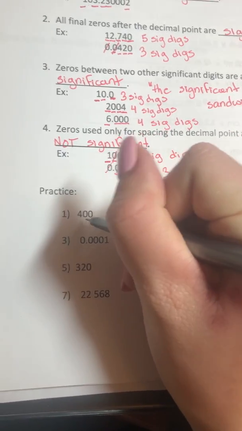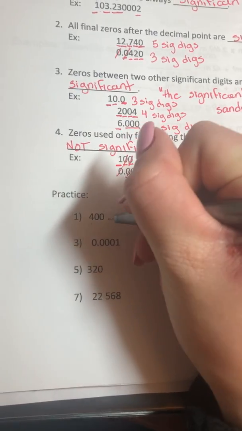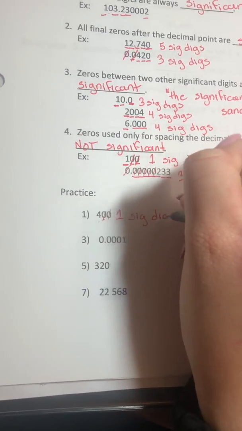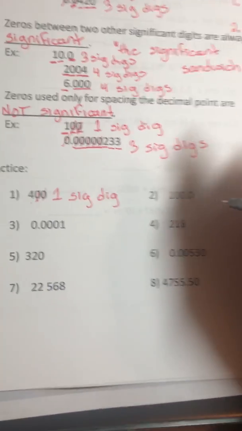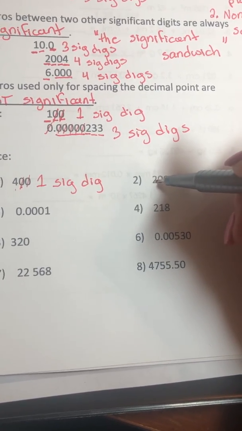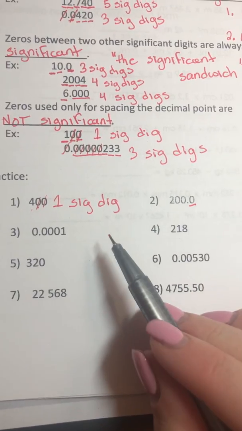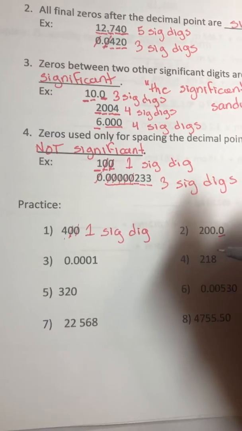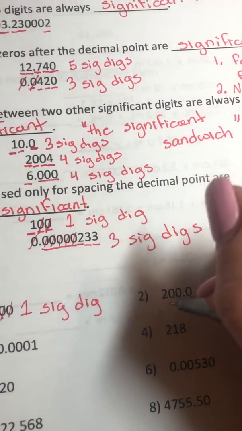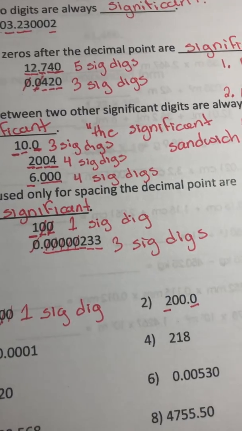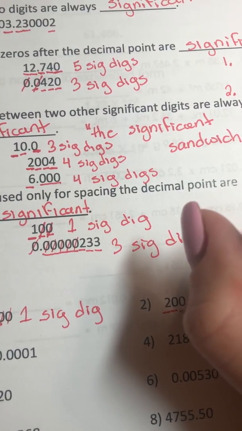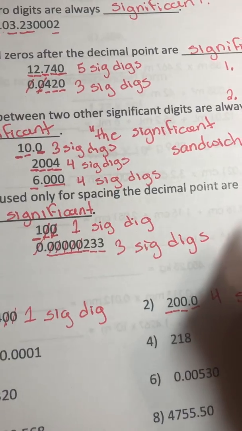Here, 400: again, there's no decimal point, so these zeros are not significant, and I only have 1 sig dig. Here we have a decimal point, so this 0 falls in the decimal place, and somewhere in front of it, 5 spots to the left, there's a non-zero digit. It doesn't have to be right after the non-zero digit, but somewhere in front there's a non-zero digit of 2. So that makes my 2 also significant. Then looking at rule number 3, the significant sandwich makes this 0 significant, and this 0. So here I have 4 sig digs.